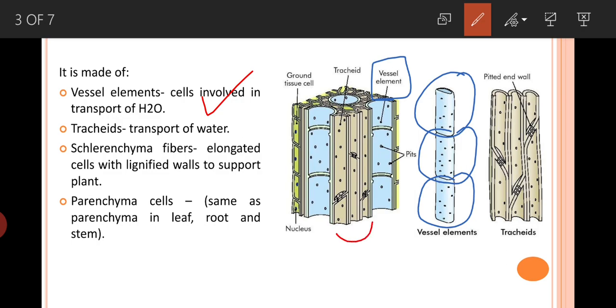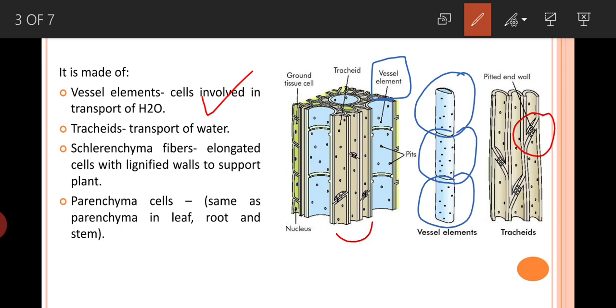Tracheids are also cells joined together, and the point where the cells meet each other forms an end wall which is called the pit. The pit, and we are going to discuss the pit later on, is a place with no lignin.